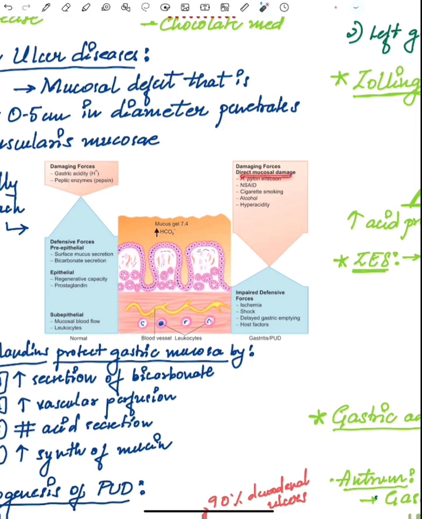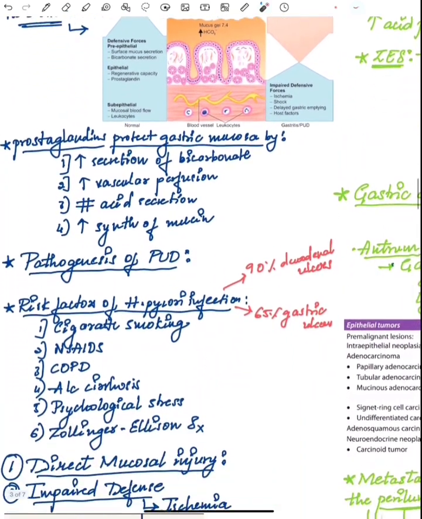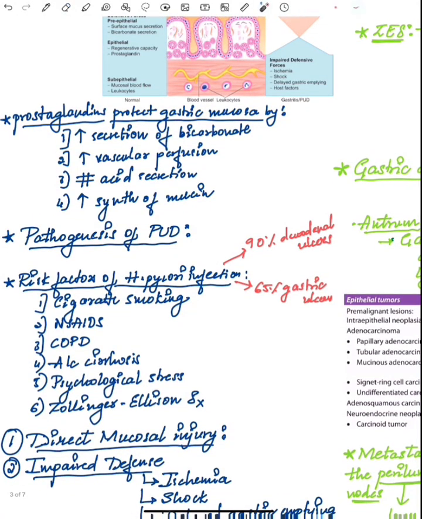Damaging forces: direct mucosal damage can be seen by H. pylori infection, NSAIDs like aspirin, ibuprofen, etc., cigarette smoking, alcohol, and hyperacidity. Impaired defensive forces are ischemia, shock, delayed gastric emptying, and host factors. Now here we can see the prostaglandins protect the gastric mucosa by increasing the secretion of bicarbonates, increasing the vascular perfusion, inhibiting the acid secretion, or increasing the synthesis of mucin.